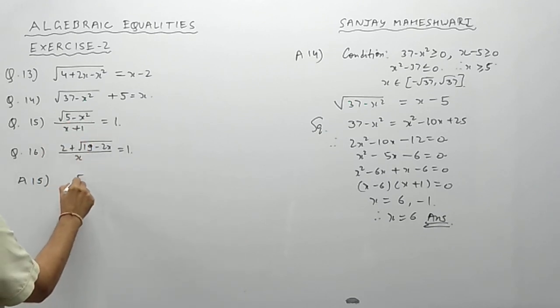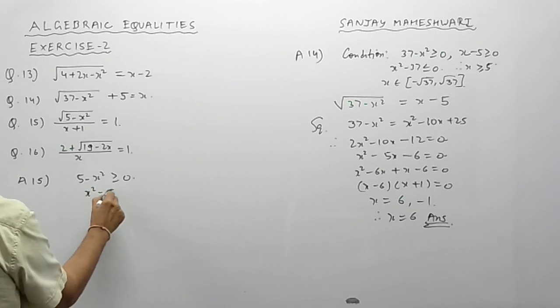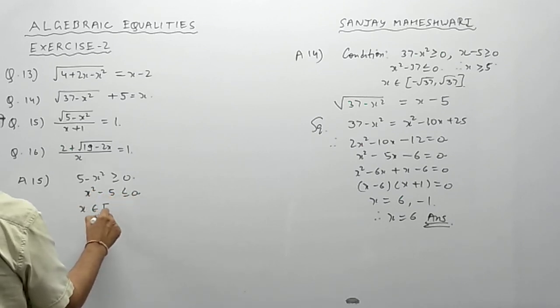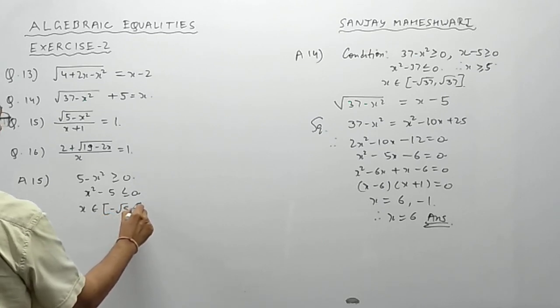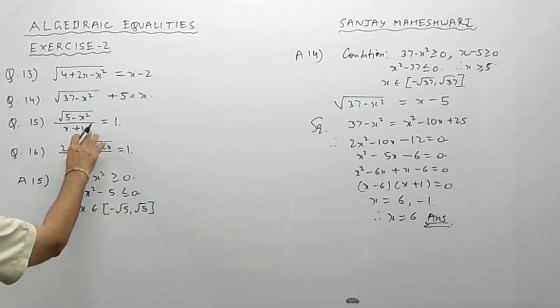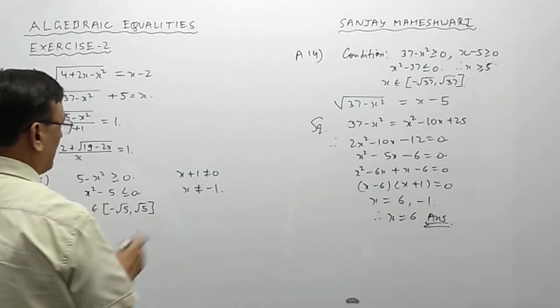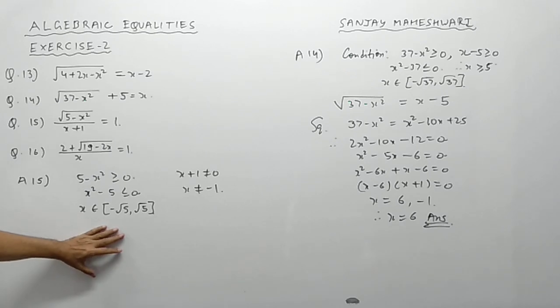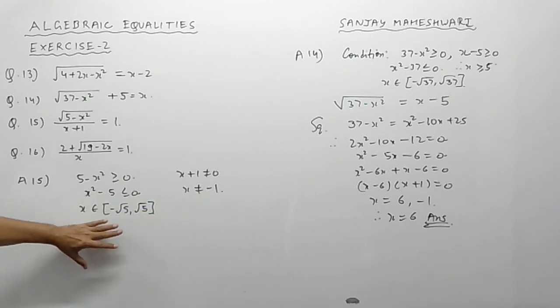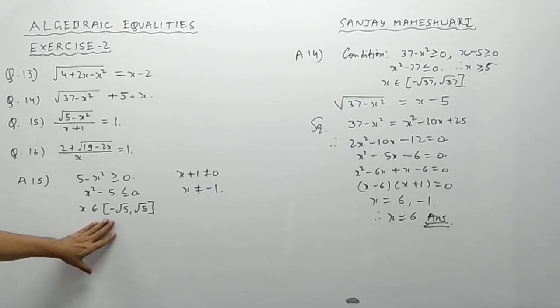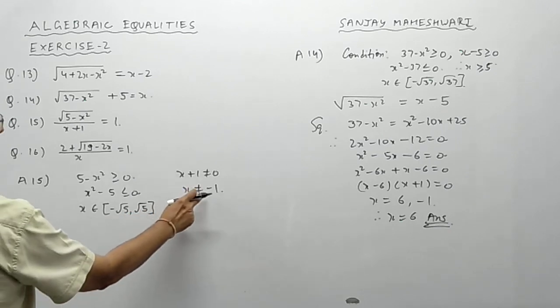Here what is the condition? 5 minus x square should be greater than or equal to 0. That is x square minus 5 less than or equal to 0. Therefore x should lie between minus root 5 to root 5. Number 2 condition, x plus 1 should not be equal to 0. That means x should not be equal to minus 1. So these are the expected values of x. I mean, the value of x will lie somewhere in between minus root 5 to root 5 except minus 1.